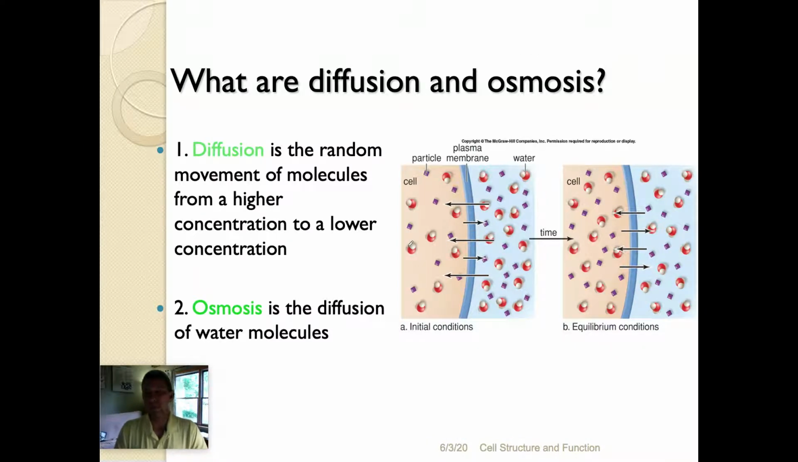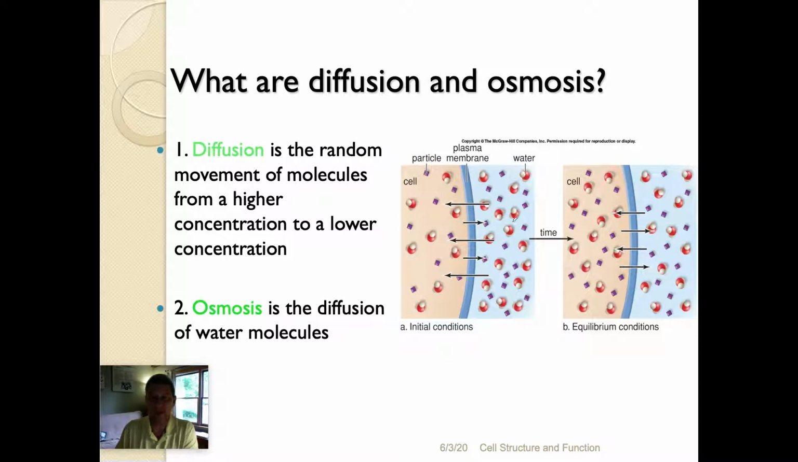Okay. Now, it doesn't help a cell at all to have a solid membrane because then things can't get in and out. But what processes do we use to actually get things in and out? Well, we've already mentioned the idea of diffusion, okay? And by definition, diffusion is the random movement of molecules from a high concentration to a low concentration, all right? This is a time-lapse cartoon, if you will.